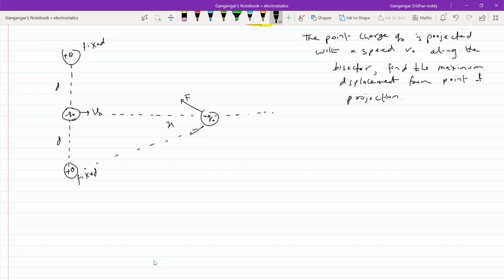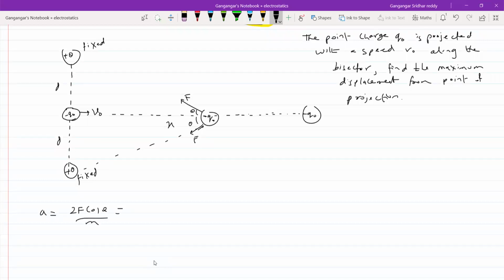As the charge particle moves on the bisector, it will be located symmetrically. So the magnitude of force acting will be equal. What this force will do is make it undergo retardation, and finally it is made to come to instantaneous rest here, no? Then what is the expression for acceleration? The expression for acceleration, we write 2F cos theta by m.